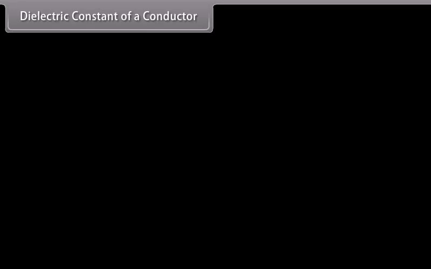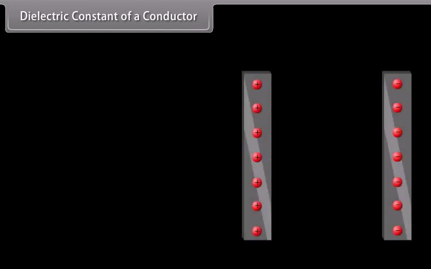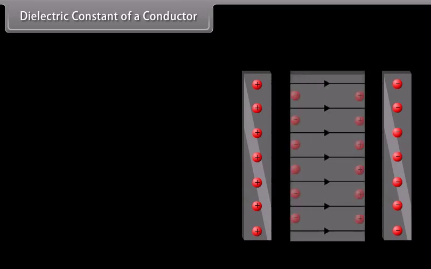Dielectric constant of the conductor. Let us consider an external uniform electric field E between two charged capacitor plates. Now a conducting slab is introduced in the field.